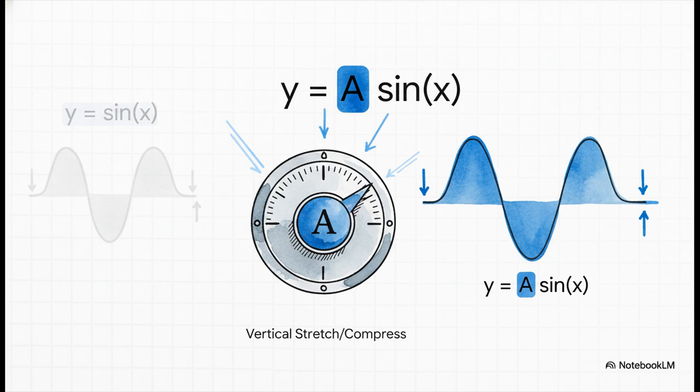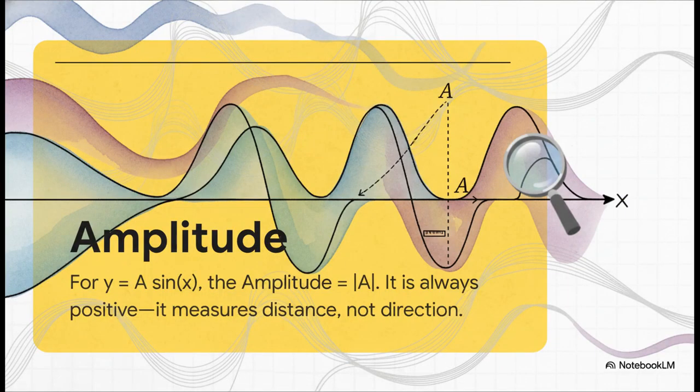We introduce a multiplier, this coefficient we call a. This little letter is our control knob. It gives us all the power. So this a is what controls the amplitude. Now, the official definition is that it's the maximum distance from the wave's center line, or its equilibrium position.